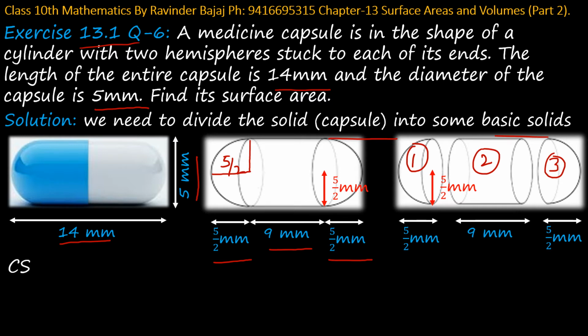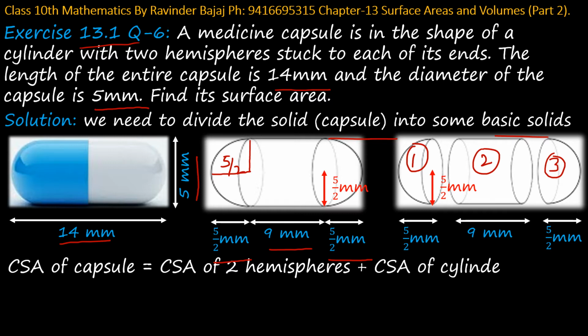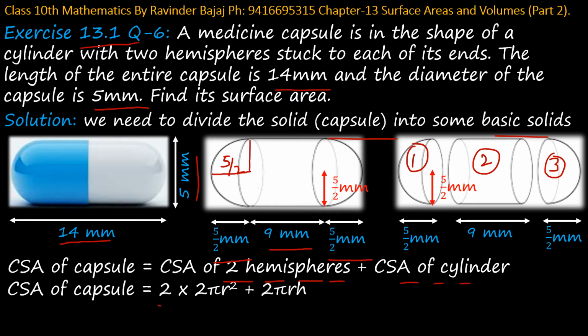So here I am starting it. Curved surface area of capsule is equal to curved surface area of two hemispheres on both sides plus curved surface area of the cylinder. So the formulas are 2 into 2 pi r square. So 2 pi r square is the formula of the curved surface area of a hemisphere, and two hemispheres are there, that's why we are multiplying it with 2, plus 2 pi r h. This is the formula for curved surface area of cylinder.